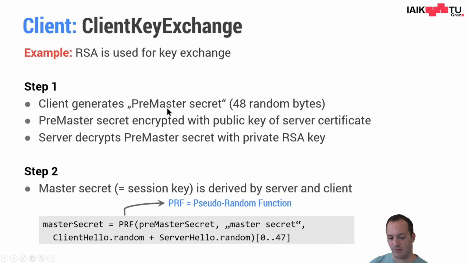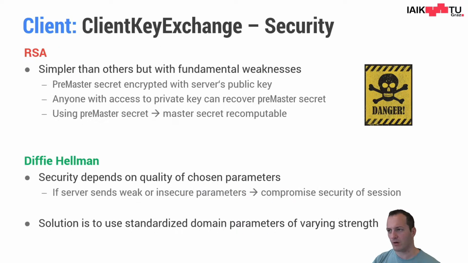So what do we have here? The client generates a secret, encrypts it using the proper key, and sends it to the server. The server decrypts it using its private key. This is asymmetric cryptography, the plain form of asymmetric cryptography. Well, that's very handy, isn't it? The problem is there are some fundamental weaknesses, because anyone who has access to the private key of the server can recover the pre-master secret.